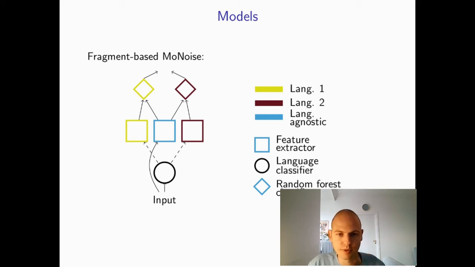Some downsides of this model are that we are dependent on the language classifier, and we need to train two different random forest classifiers, which is of course more expensive than training only one.